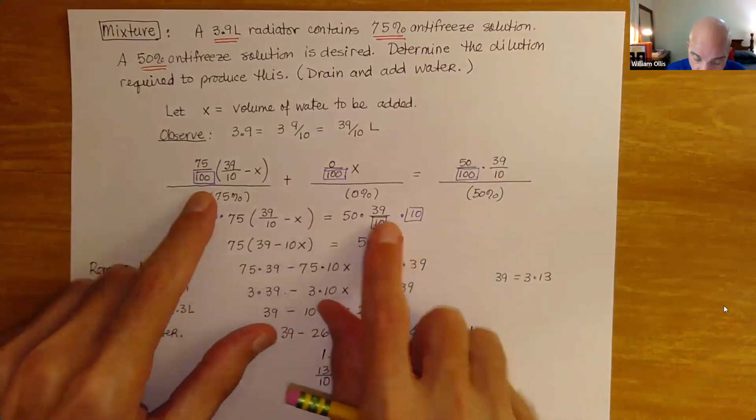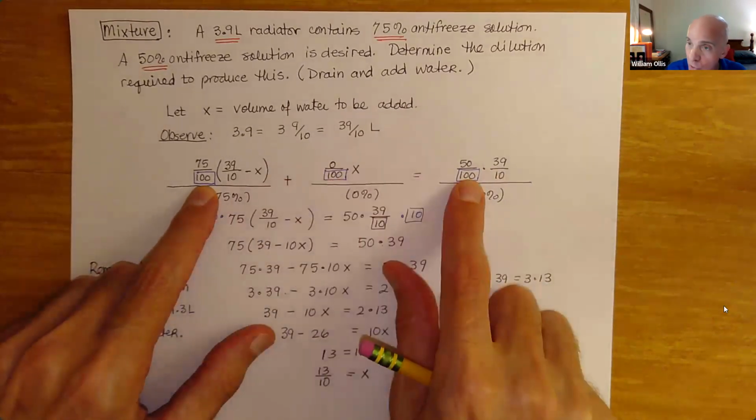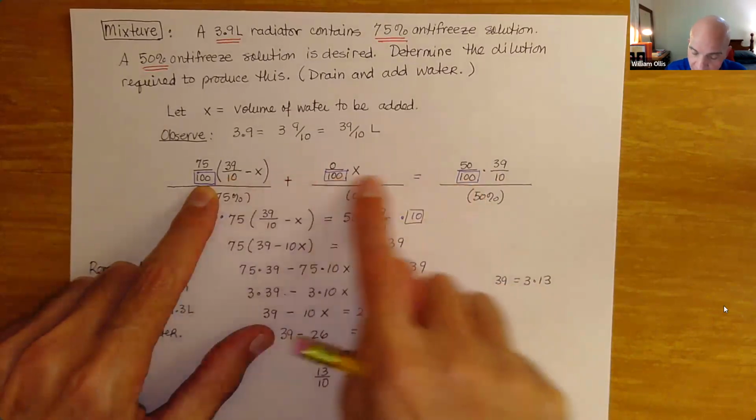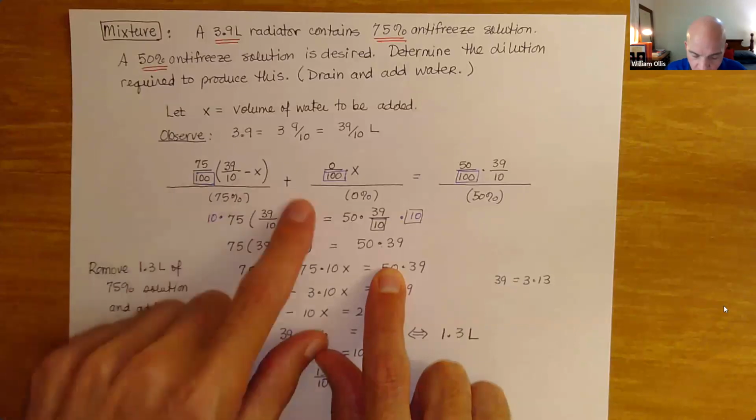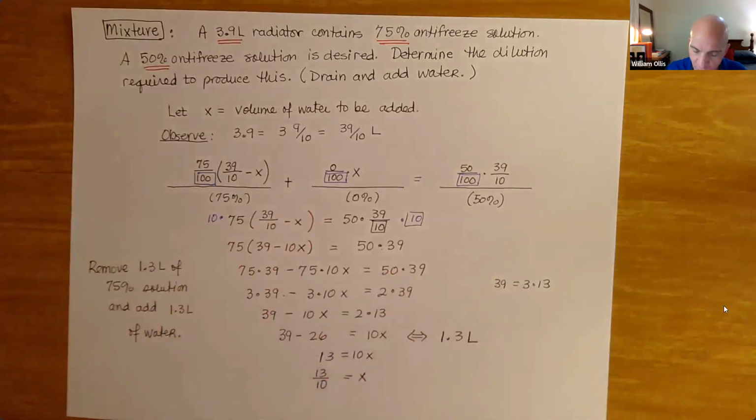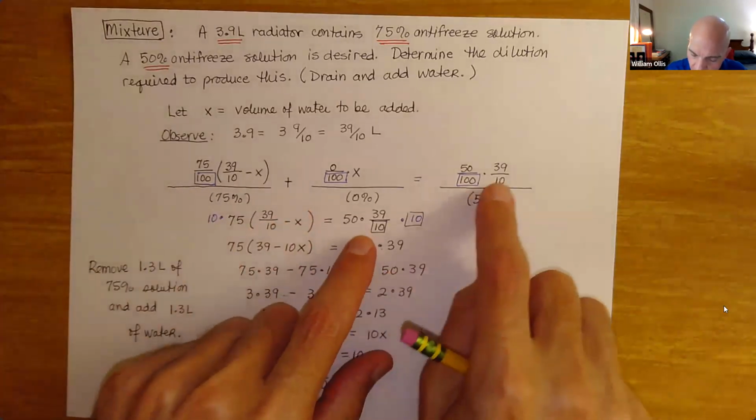Now, the first thing we can do is see that the 100s absorb. So again, this is kind of the basic process. And now notice when the hundreds absorb, we're thinking, well, what can we do to get rid of the fractions here?